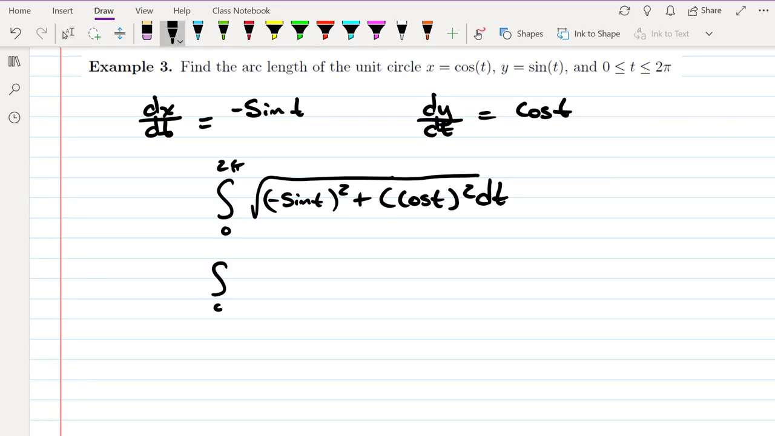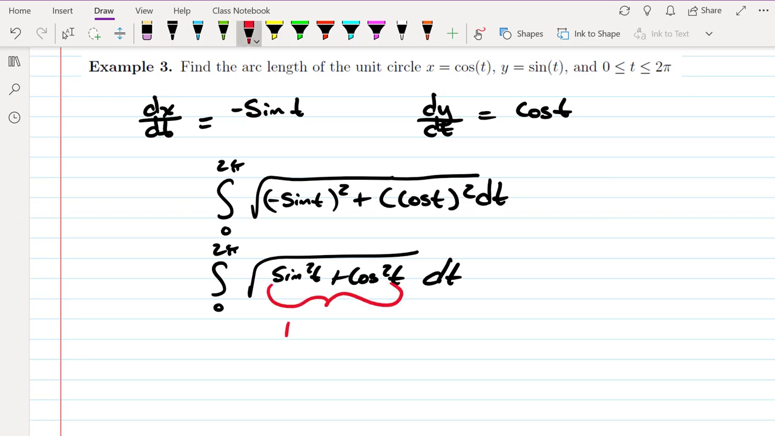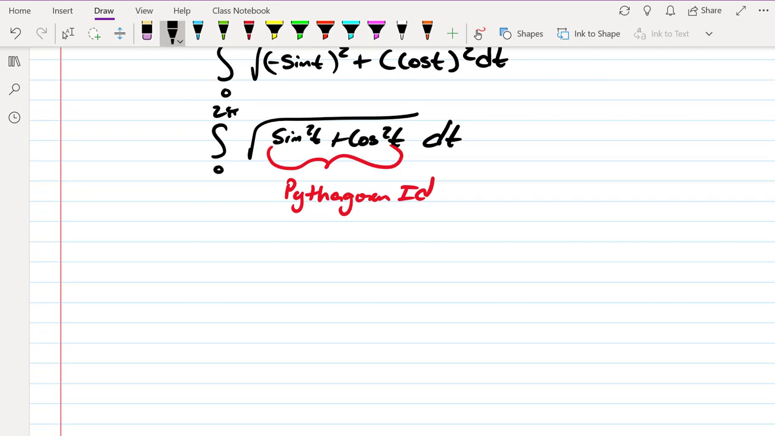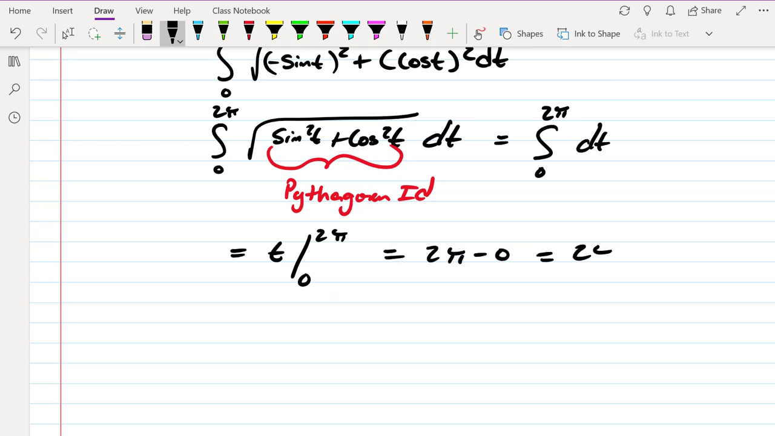Well, that gives us the integral from 0 to 2 pi of the square root of sine squared t plus cosine squared t, which is the Pythagorean identity. So that's going to be equal to 1. So now we just have the integral from 0 to 2 pi of 1 dt, or dt. So the antiderivative of dt is t, evaluated from 0 to 2 pi, is 2 pi minus 0, which is 2 pi.